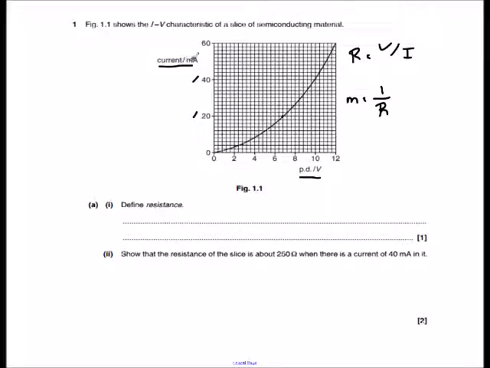We need to try and explain why the current is going up faster. So because the current is going up faster than the voltage, okay, the resistance will decrease. Okay, so if the current's going up faster than the voltage, the resistance will decrease. And then why is the current going up faster than the voltage? Well, it's all linked to the temperature of this semiconducting material.